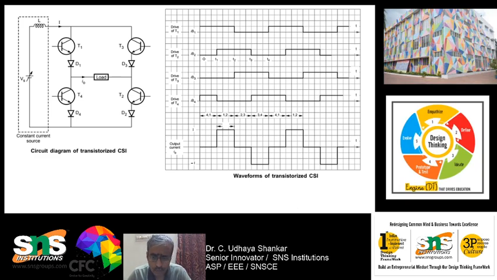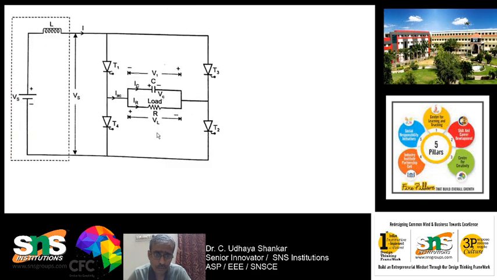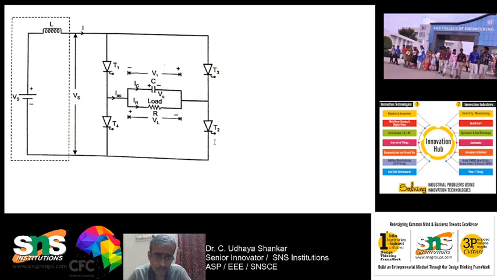Okay, so now we will move on with the next thing, that is the circuit of the capacitor compensated current source inverter. Here you can see that it is a bridge type, and you are using an R load. The capacitor is connected in parallel with the load. So what is the use of this capacitor?